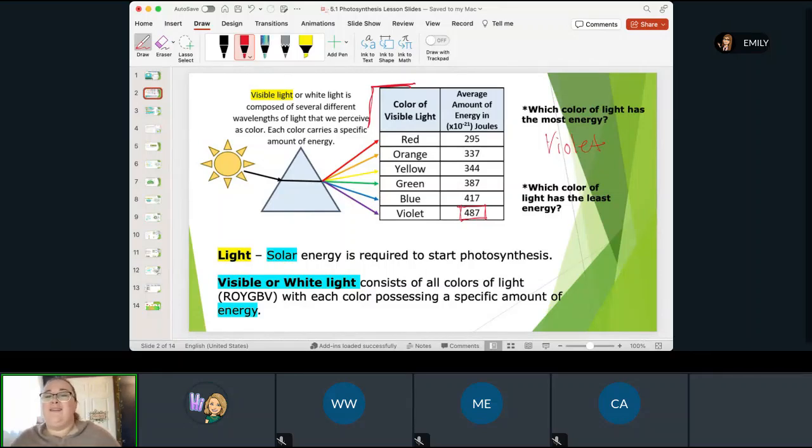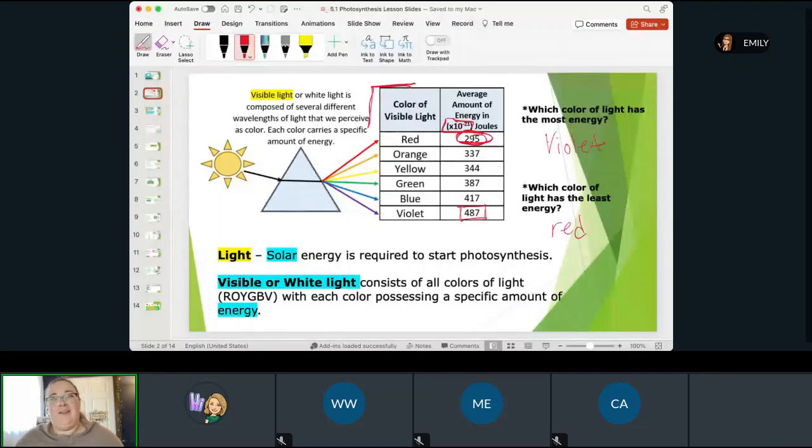Which color has the least amount of energy? Good. Red. So red is up here at the top, and that one has 295 times 10 to the negative 21st joules. Okay, so this one would be red. Good. We just like to throw in a little bit of analysis here and there.